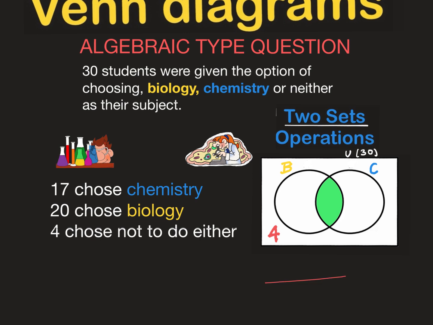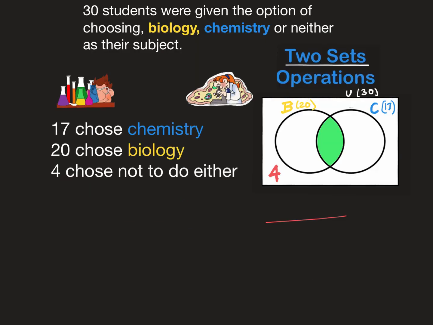We also know that 17 chose chemistry and that 20 chose biology. But some of these students would have chosen both chemistry and biology, and we don't know how many students chose both chemistry and biology. So we have 3 regions. One here is the biology region, which is yellow, which is students that chose biology only. And the other region that we will have is the one in blue, which determines the number of students that chose chemistry only. So we're going to have to use here algebra to help us out.